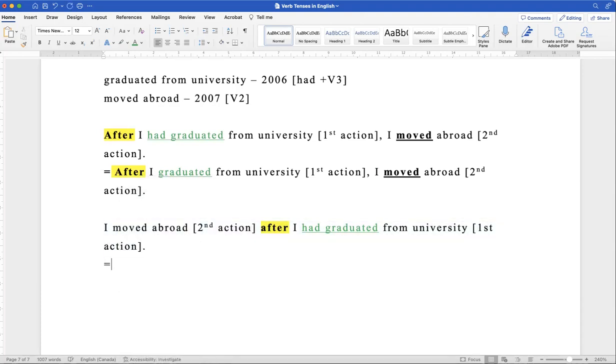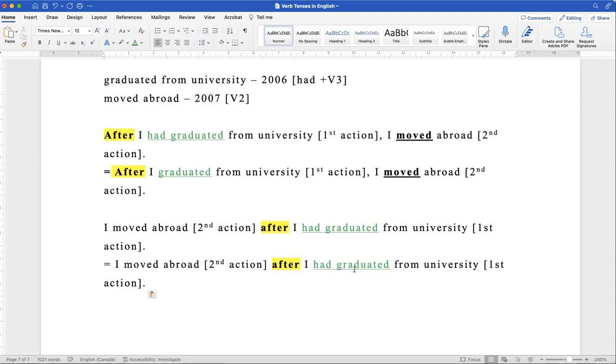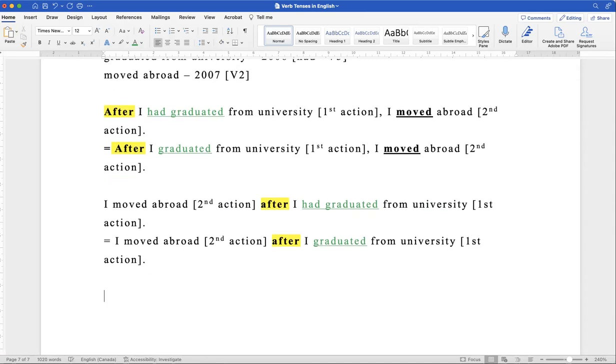I can rewrite this sentence in this way: after I graduated. The meaning is definitely the same. So there is no difference in meaning. Only the first one here highlights the meaning, that this happened first. So you can rewrite the same sentence using before.